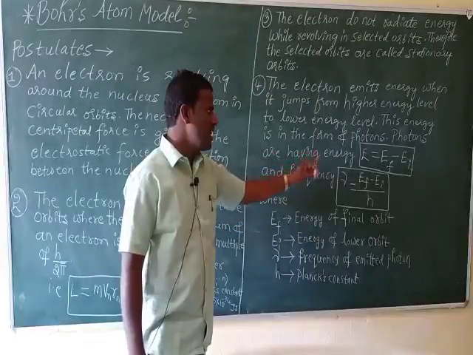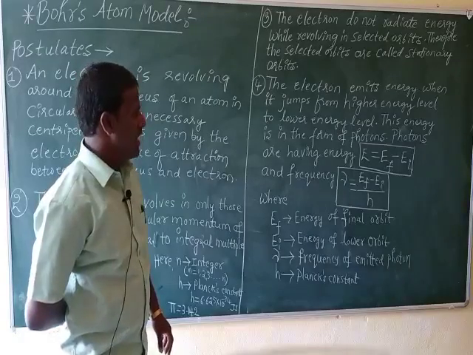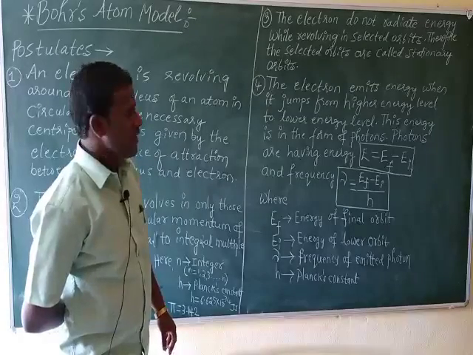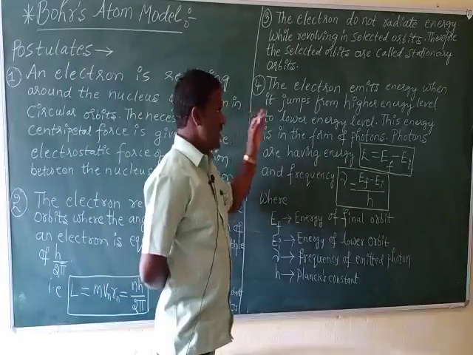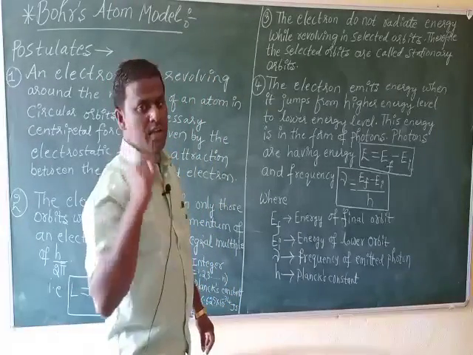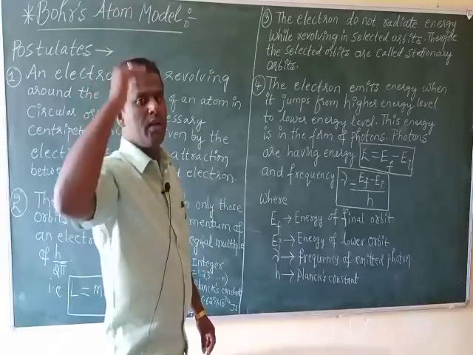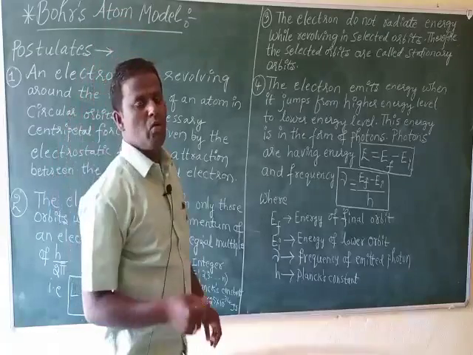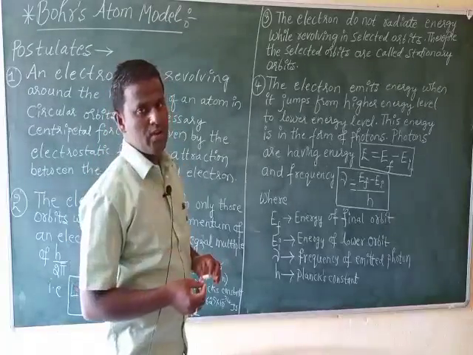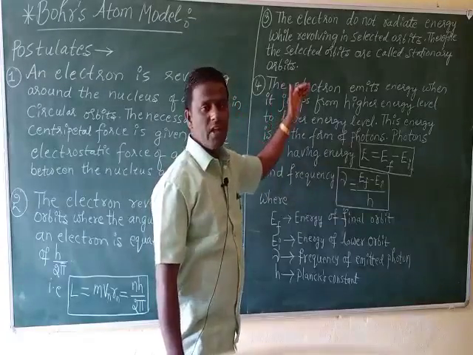Photons have the energy E equals E_f minus E_i, and frequency nu equals (E_f minus E_i) by h. See, when the electron jumps from a higher energy level, second orbit to first orbit, the second orbit is the higher energy level and the first orbit is the lower energy level. Third orbit to second orbit, and fourth orbit to second orbit are similar. So when the electron jumps from higher to lower energy level, it emits energy.